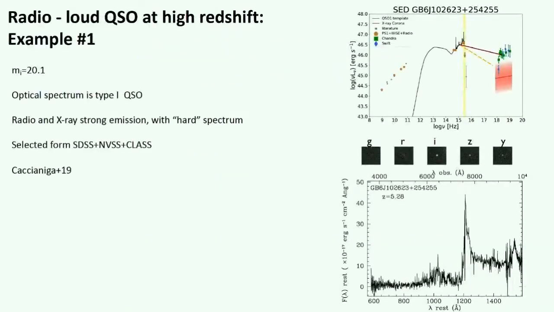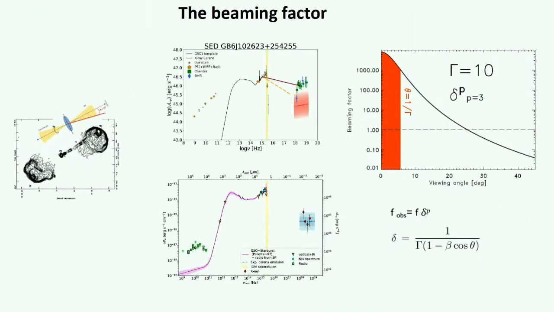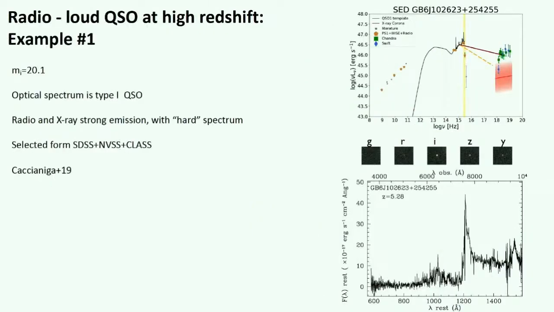Since the high redshift blazars are slightly different from the objects presented in the previous talk, I am going to give you a couple of examples of the sources that will be the object of my talk. The first object here is a radio loud quasar, at redshift 5.3.